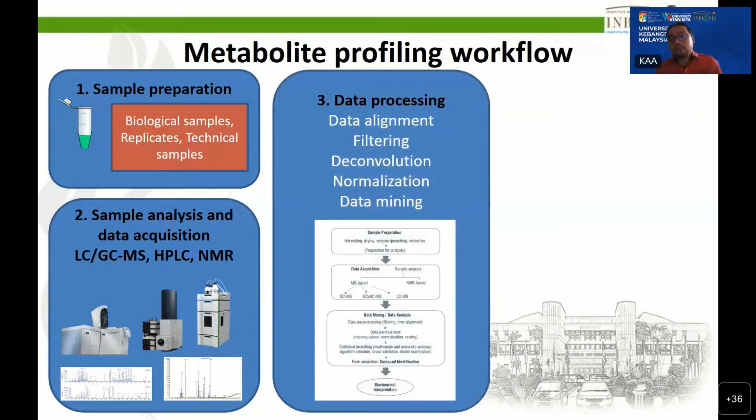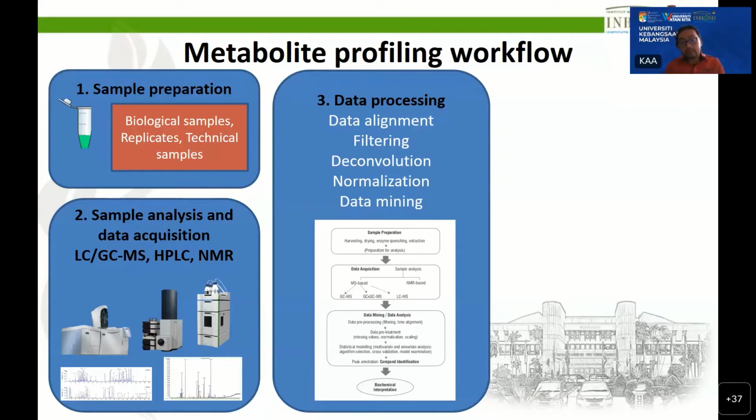The third step is data processing. It's a very crucial step in metabolomics, because here you need to do data alignment, filtering, deconvolution, normalization, and data mining. This is where you obtain your data matrix that consists of your samples and your numerical data, either peak area, peak height, or even intensity.